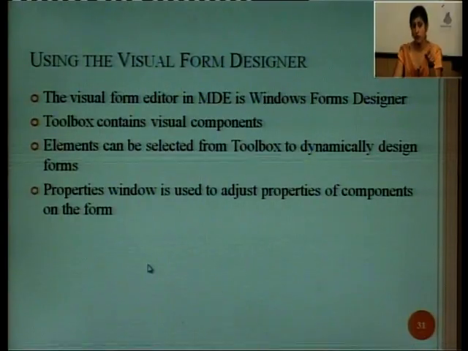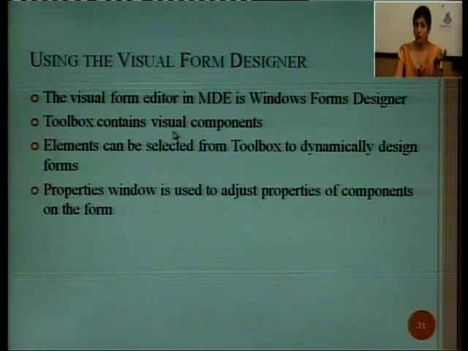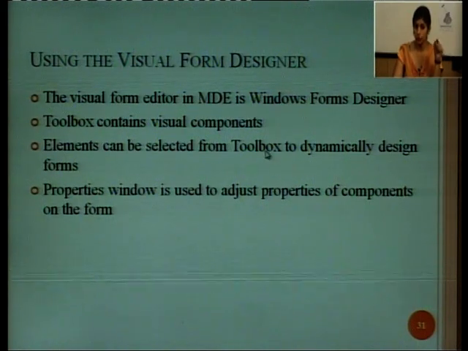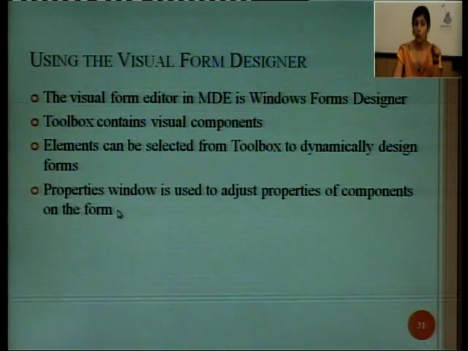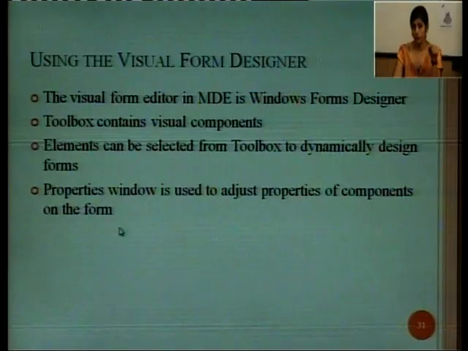The type of window that appears is called the Microsoft Windows Form Designer. The visual form editor is the Microsoft Form Designer, or development environment. It again has a toolbox containing visual components and elements, same as we have already done. Elements can be selected from the toolbox to dynamically design forms. The Properties window is used to adjust properties of the components on the form.